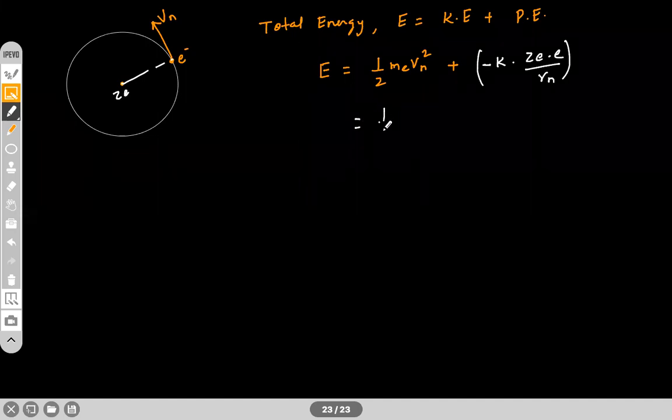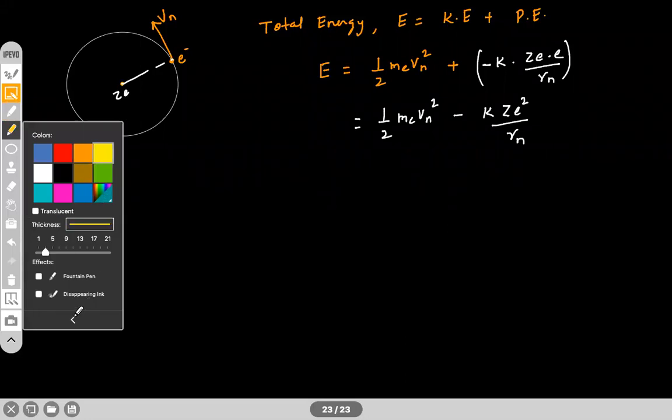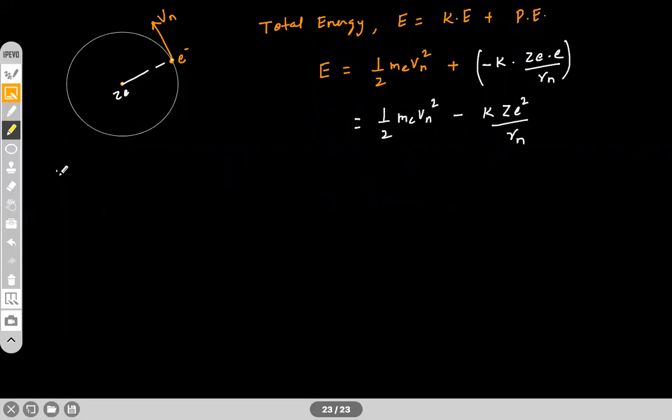This becomes half MeVn squared minus K Ze square by Rn. And we have already discussed the fifth postulate of Bohr's atomic model, that the electrostatic force of attraction, I am writing it down again here, K Ze into e by Rn square, equals the centrifugal force that balances it, that is MeVn square by Rn.